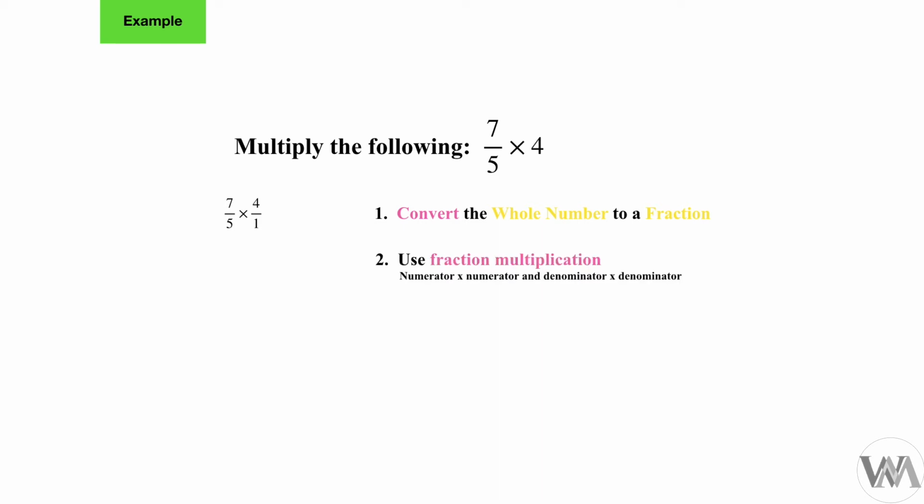Our second step is to use fraction multiplication, numerator times numerator and denominator times denominator. So we're going to say 7 times 4 over 5 times 1. We are going to get then 28 over 5. Now we are going to convert this fraction to a mixed number to get our final answer. If you're unfamiliar with converting fractions to mixed numbers, please check out my video on that as well. And the final answer will then be 5 and 3 over 5.